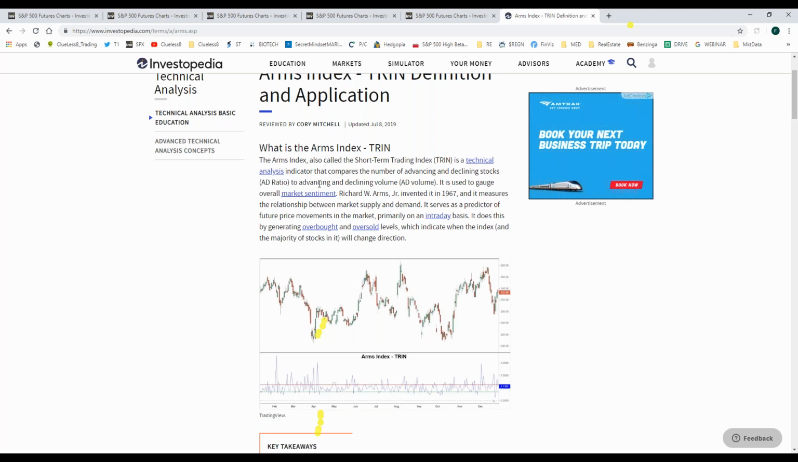Then it takes declining stocks to advancing, and it divides that by the volume. So the AD ratio is divided by the actual advancing and declining volume. Very interesting. So here is the way the TRIN works. On extreme days, meaning the market is down 300-400 points with consistent selling, there are two versions: one is the TRIN Q, which is for the NASDAQ, a newer version, and this is for the New York Stock Exchange.